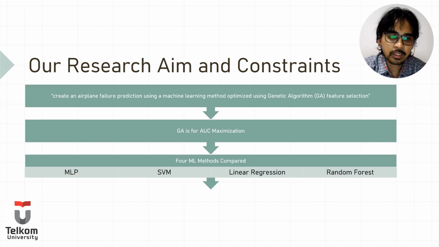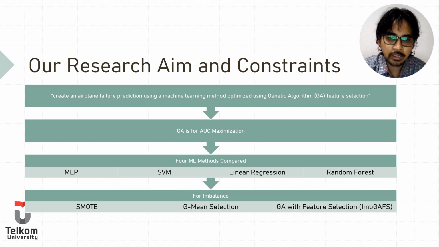The four machine learning methods are compared. Earlier we mentioned they are MLP, SVM, logistic regression, and random forest. And for the imbalance, we use SMOTE and G-mean selection. And lastly, we use GA with feature selection, our novel method called ImbGAFS.